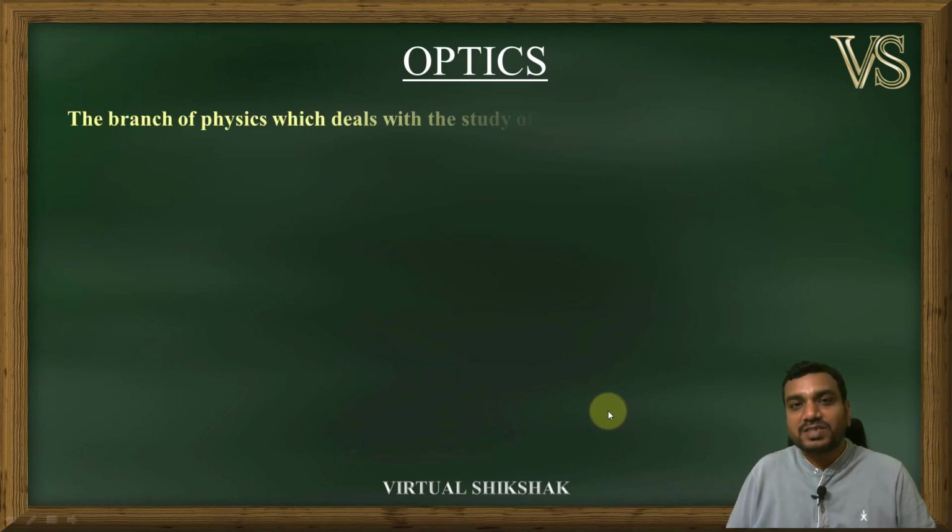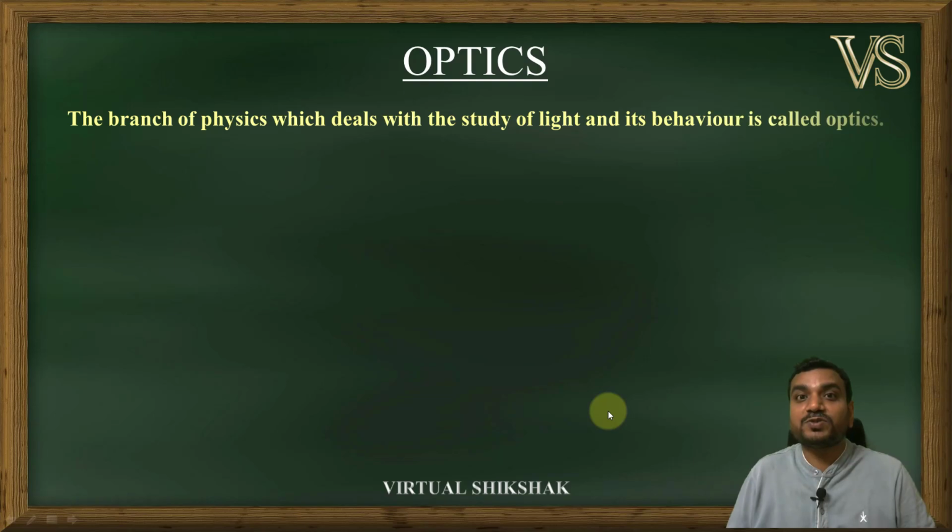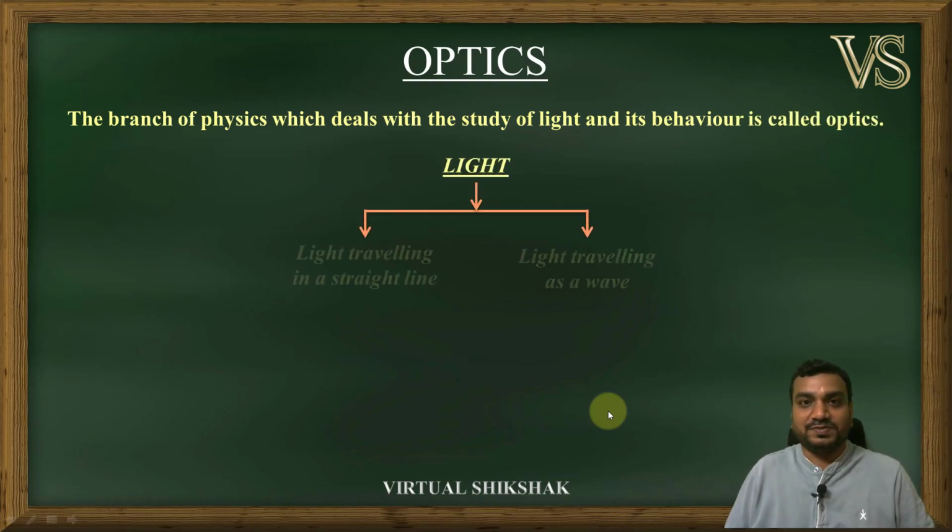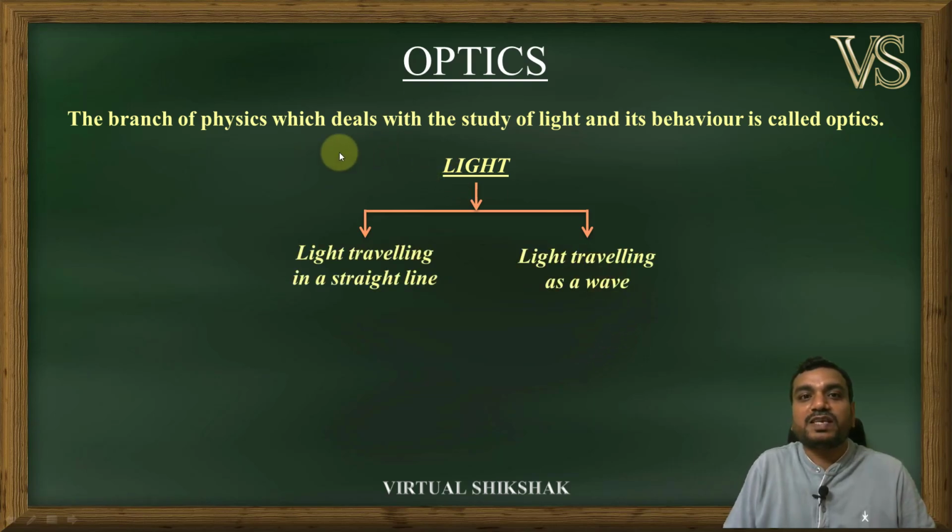Now, the first question that comes to our mind is, what is optics? Optics is one of the branches of physics in which we study light and the behavior of light. Based on the propagation of light, optics is divided into two branches. One is called ray optics and the other is called wave optics.